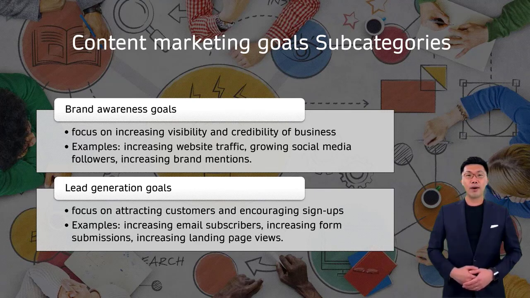Examples of brand awareness goals include increasing website traffic, growing social media followers, and increasing brand mentions. The next subcategory of content marketing goals is lead generation goals. These goals focus on attracting potential customers to your business and encouraging them to sign up for your email list or request more information about your products or services. Examples of lead generation goals include increasing email subscribers, increasing form submissions, and increasing page views on landing pages.